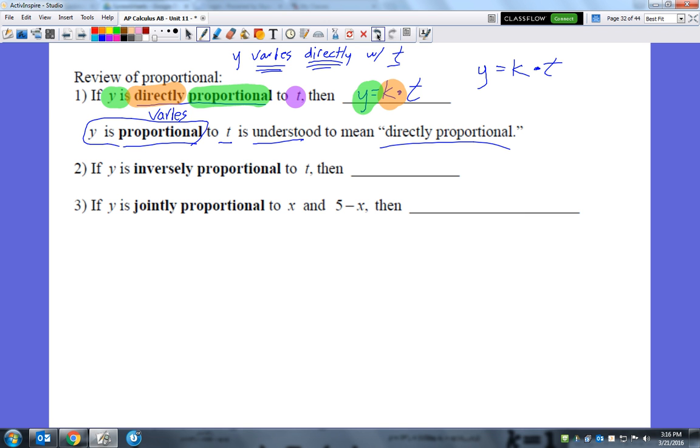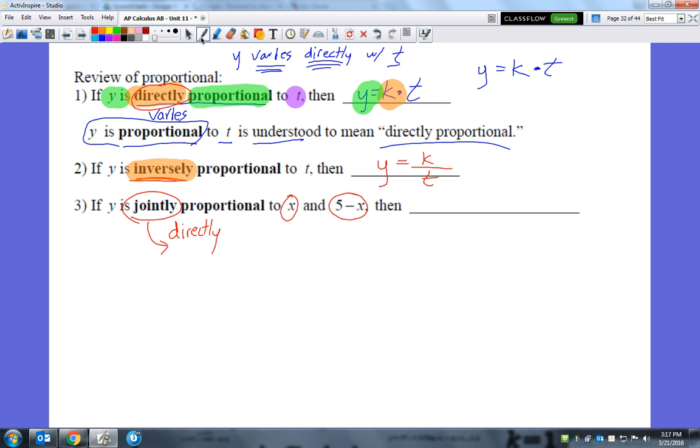So if y is inversely, okay, not directly, but inversely, yes, we will not multiply, we will divide. We're going to have y is proportional, so I'm going to say equals k. That's the same as varies. And then inversely, I'm going to divide by t. And then finally, when you see jointly proportional, you're going to interpret it as jointly directly proportional. So the default with jointly is directly, and all you're going to do is end up multiplying the two terms that it has with the k value that you're supposed to understand.